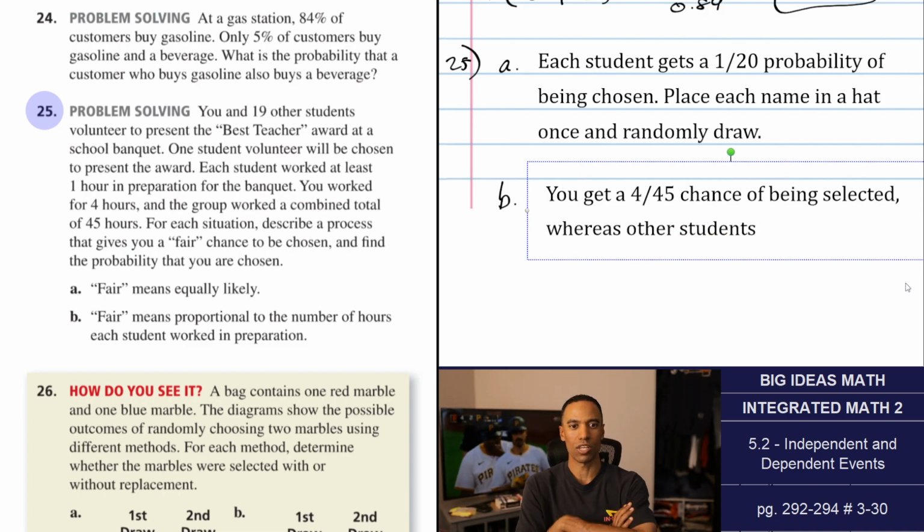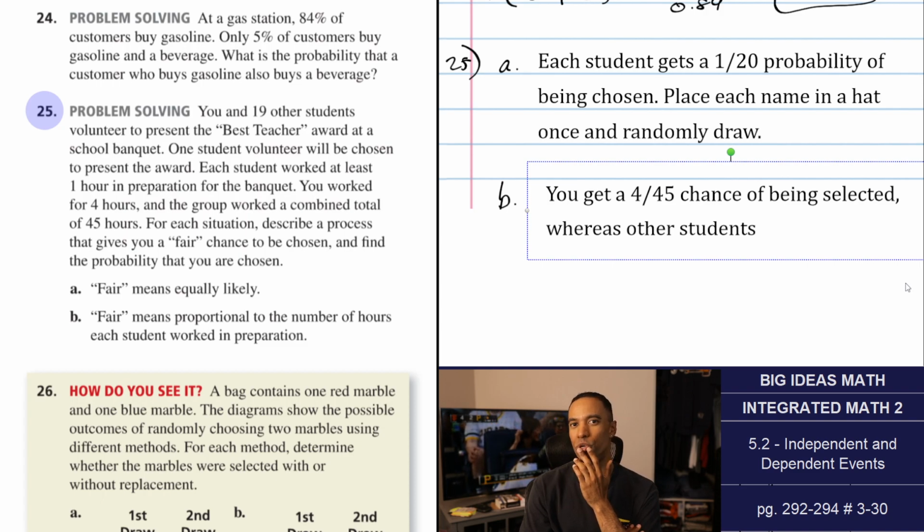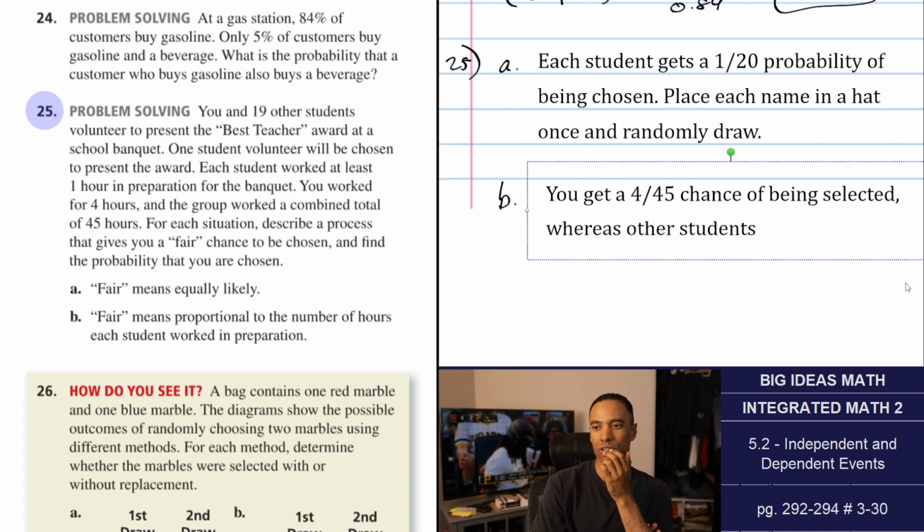They said worked at least 1 hour. I don't know if that means somebody could have worked 20. Well, no, I guess that's not possible. But each worked at least 1 hour because 4 out of 45. I don't know what I would say for that, because it's you and 19 other students.